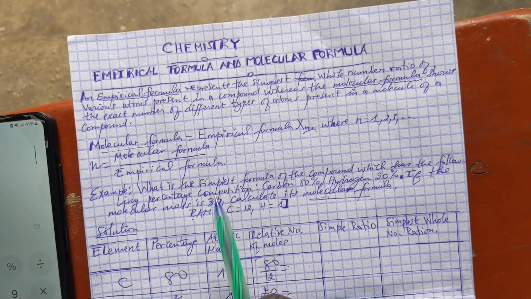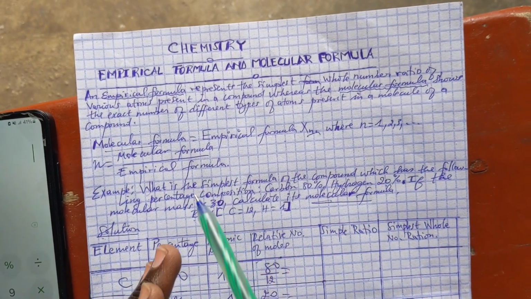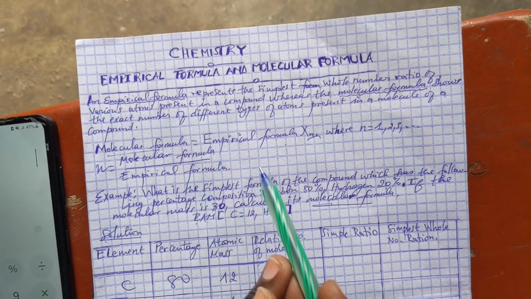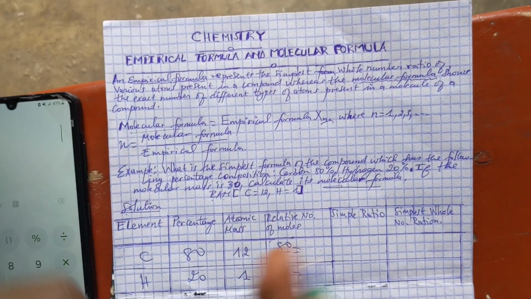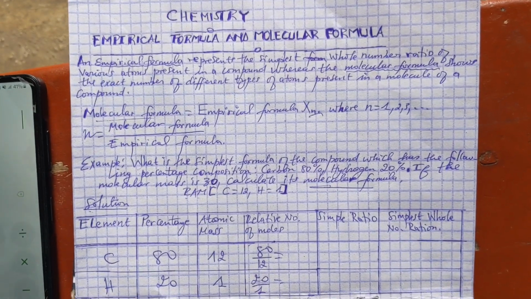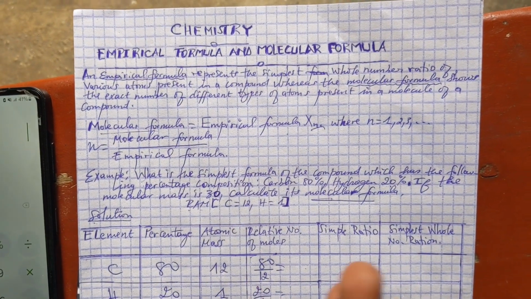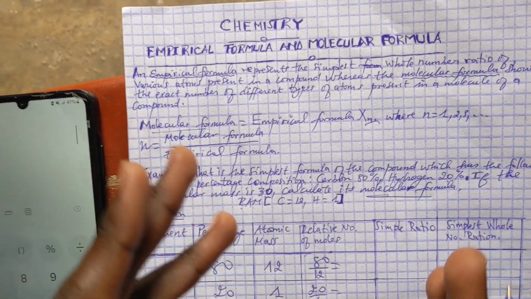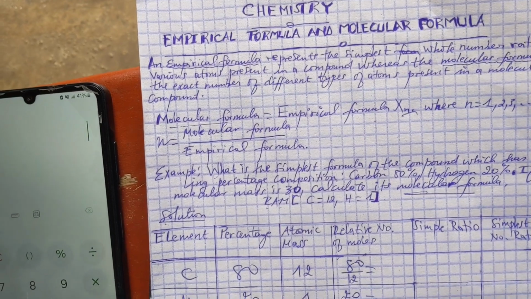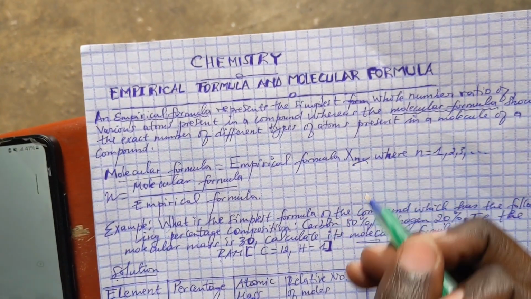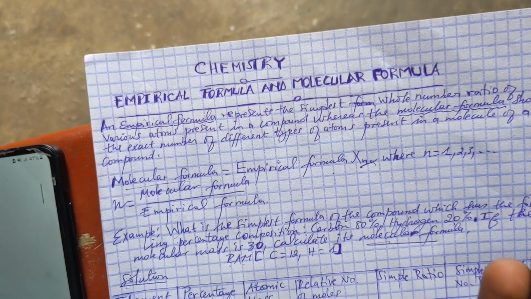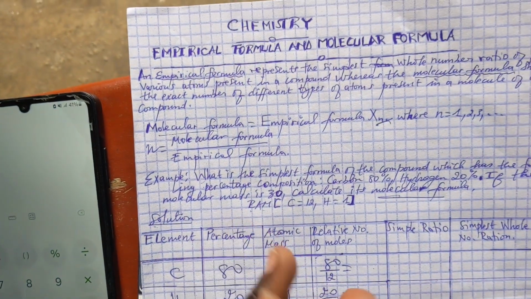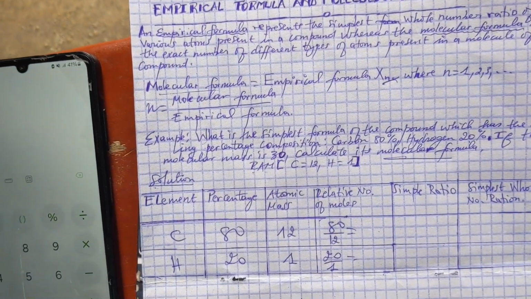Here we have the formula, which says that molecular formula equals empirical formula times n, the number of atoms present in that compound. So n ranges from 1 to infinity. When you want to calculate n, it is equal to molecular formula divided by empirical formula.